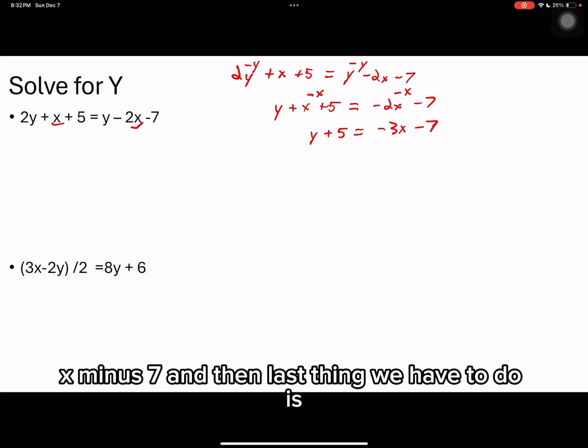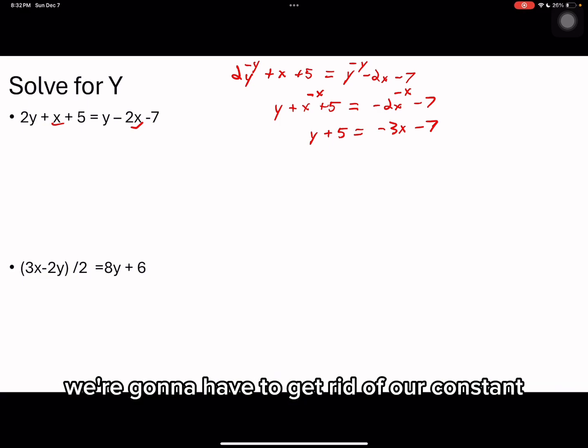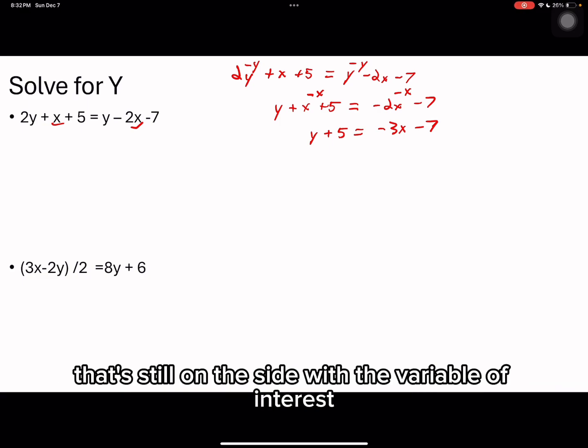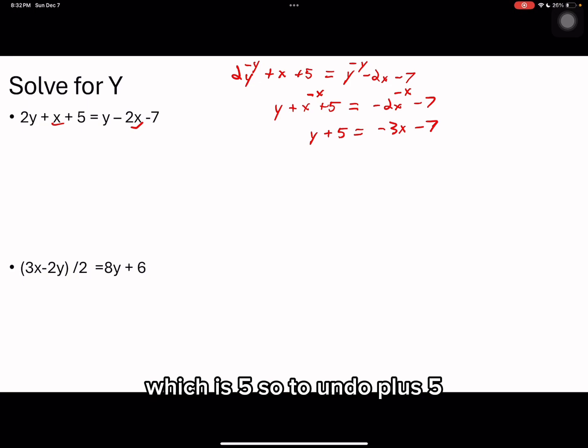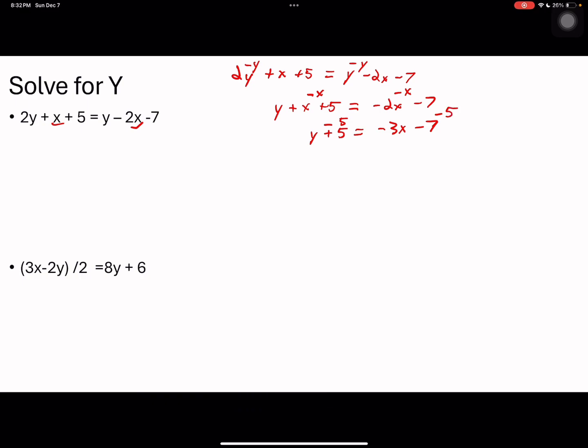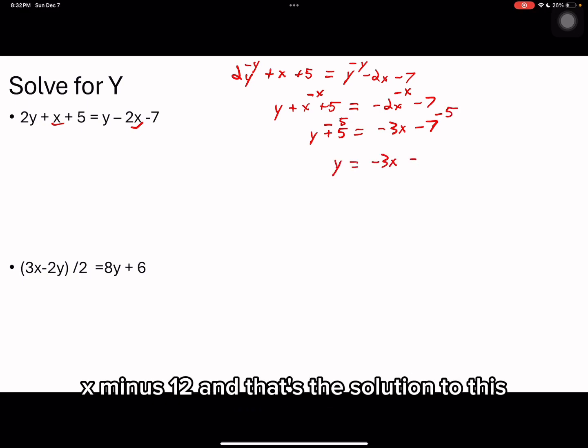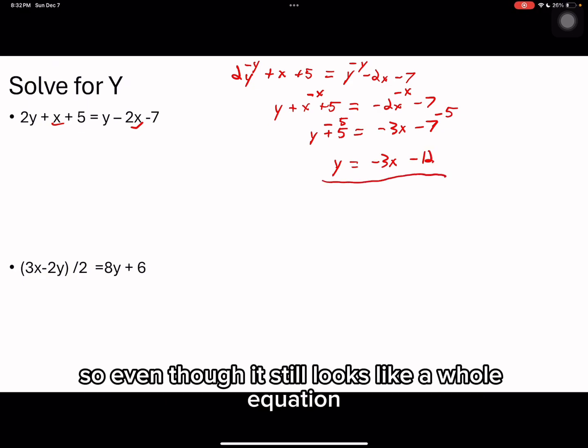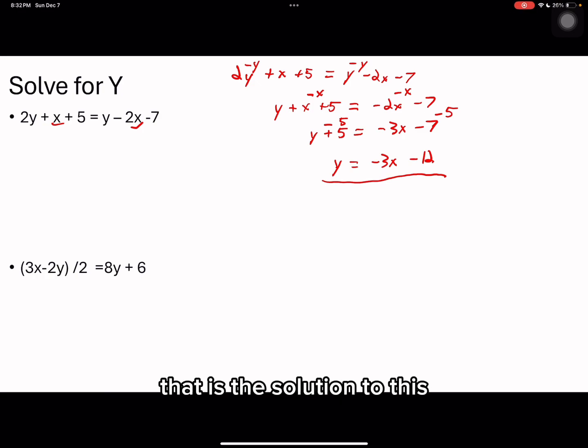And then the last thing we have to do is get rid of our constant that's still on the side with the variable of interest, which is 5. So to undo plus 5, we're going to subtract 5. So subtract 5 on both sides. So here y equals minus 3x minus 12. And that's the solution to this. So even though it still looks like a whole equation, that is the solution to this.